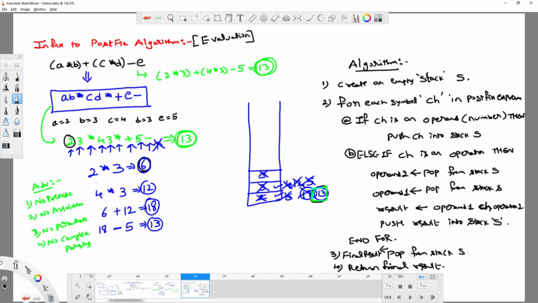Okay guys, fine. You can take a number of examples and try to evaluate. For example, let me give one for your own practice: 2 3 4 star plus 8 2 division. Evaluate. Fine guys, I hope you understood clearly. Thank you.